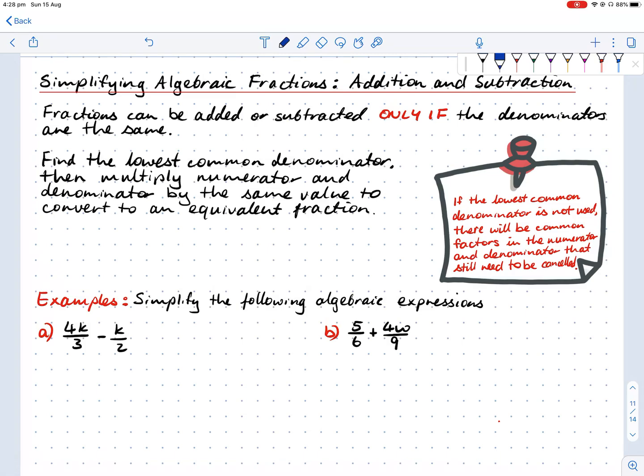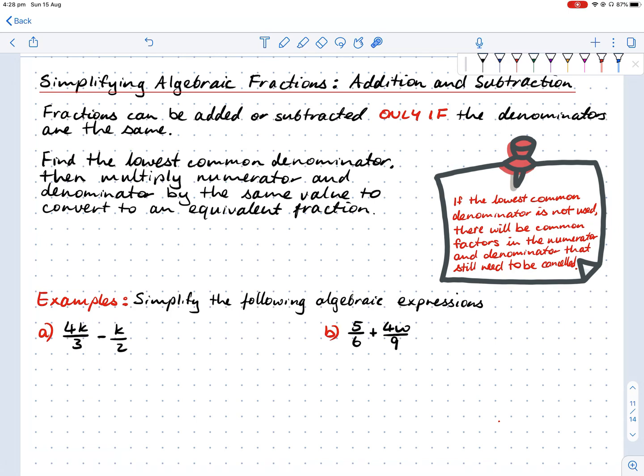In this lesson, we'll be looking at simplifying more algebraic fractions, but in this case, we're going to be looking at questions where we're adding and subtracting fractions. Now, this works a little bit differently to multiplying and dividing. In some ways, it is a little bit trickier than the multiplication and division, but as long as you're following the correct steps, you won't be getting these wrong.